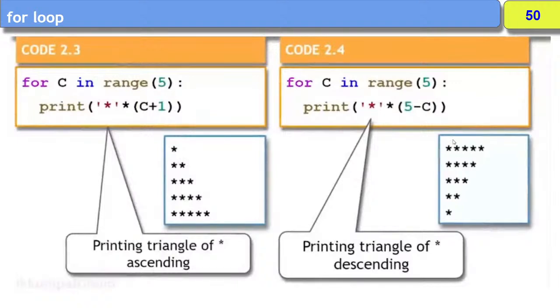Then C will be incremented, so it will become 1, and 5 minus 1 will become 4. 4 multiplied by asterisk produces 4 asterisk signs. And likewise, when C is increased, 5 minus 2 will become 3. So 3 asterisk signs will be printed, then 2, and so on. So you can print different patterns using for loop.